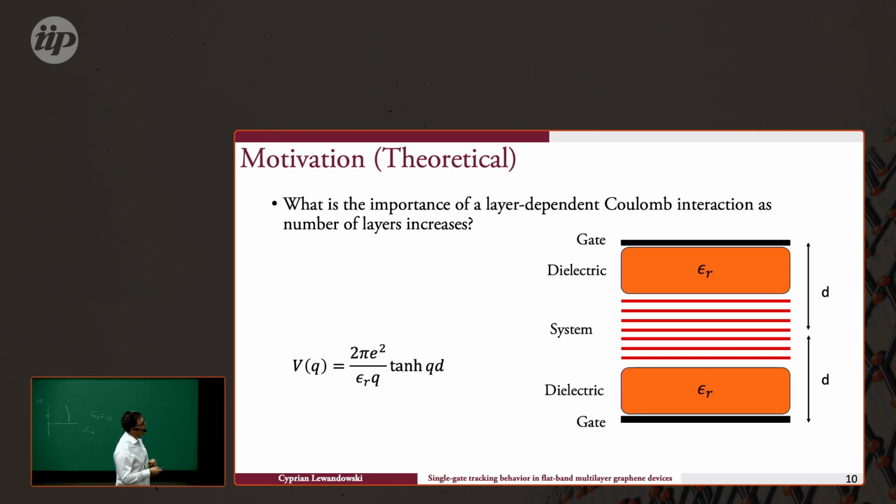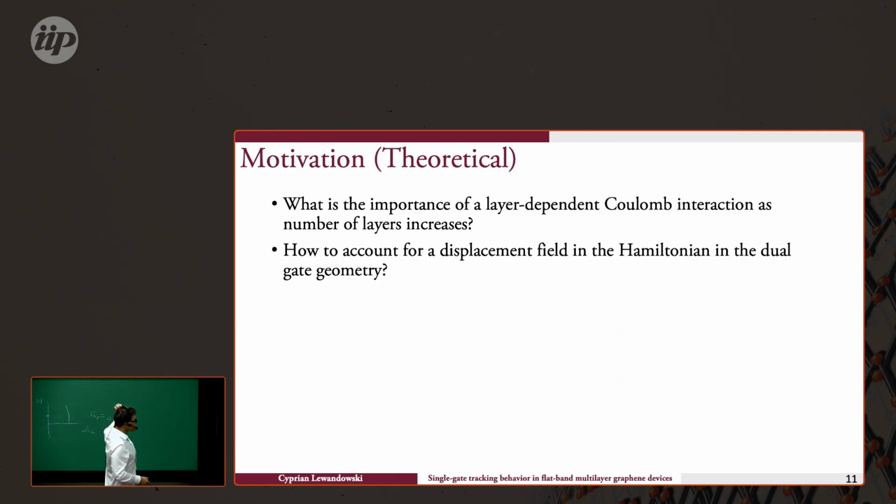Now if I add more layers, as I do in these rhombohedral n-layer systems, for example, and the thickness of the dielectrics now is not 100 nanometers or more, it's actually 30 nanometers, then perhaps I should be thinking that the Coulomb interaction between, let's say, a charge here and a charge here is going to be layer dependent. Okay, and this links us to the second question: how do I account for the displacement field, meaning unequal charges on the top and bottom gate, in this geometry consistently?